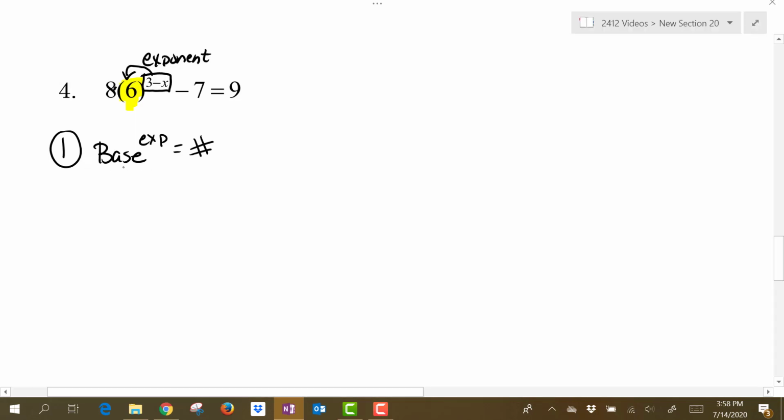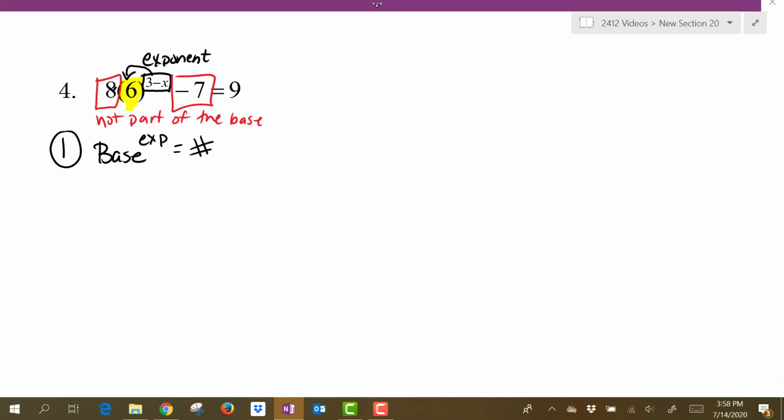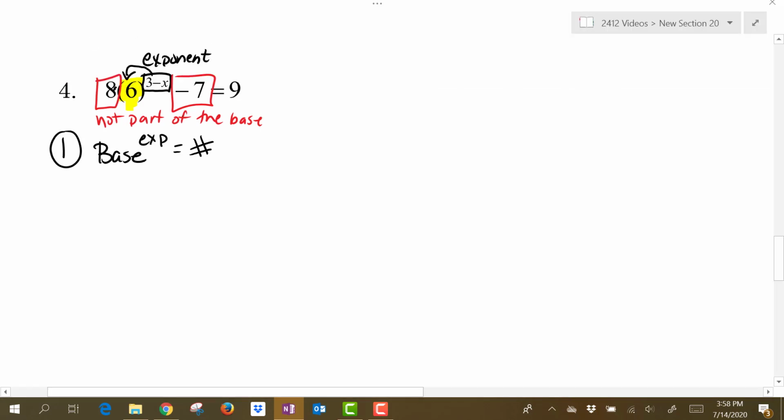So our goal is to get just the base and an exponent by itself. So we need to get rid of the 8 and the negative 7. These are not part of the base. So that exponent only applies to the 6. All right, so let's get rid of that 7 first. We always do our adding and subtracting first. So I'm going to add 7 to both sides. So the 7's will cancel and I'm left with 16.